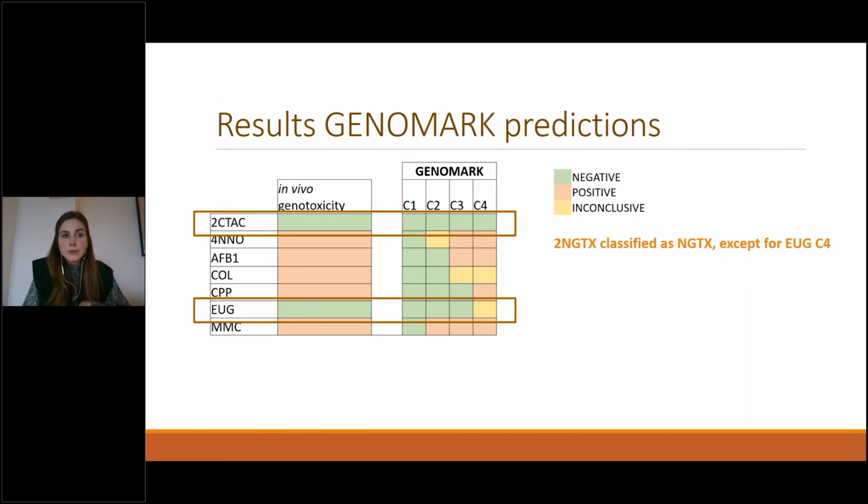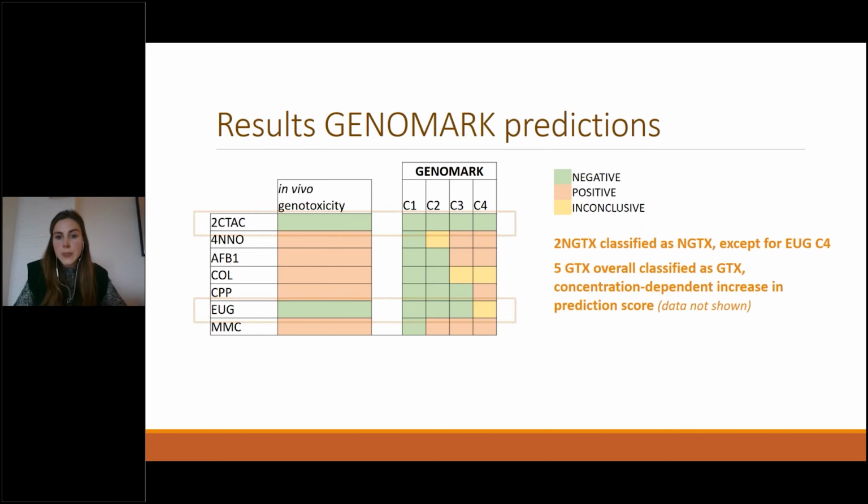So in this table, we have the results of the GENOMARK predictions on the TempO-Seq data. In the first column, we see the in vivo genotoxicity data for the different chemicals. And here we see the probability predictions or the output for the different concentrations of the 7 chemicals. So the first conclusion was that the 2 non-genotoxic chemicals were classified as non-genotoxic, except for eugenol in the highest concentration, where we had an inconclusive result. And the 5 genotoxic chemicals were overall classified as genotoxic.